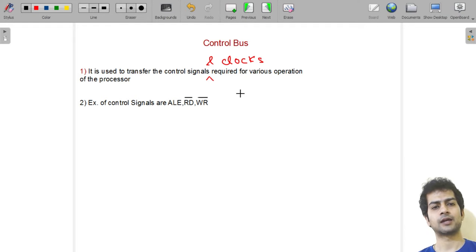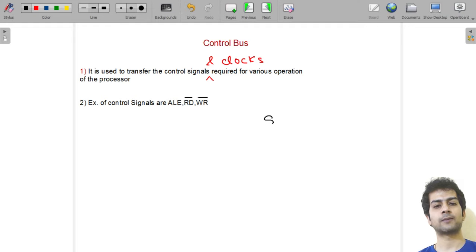See here, we generally get two types of confusion. One is that we get confused between control signals and status signals, as to which one is a control signal and which one is a status signal. So I told you that ALE, read bar and write bar are our control signals.